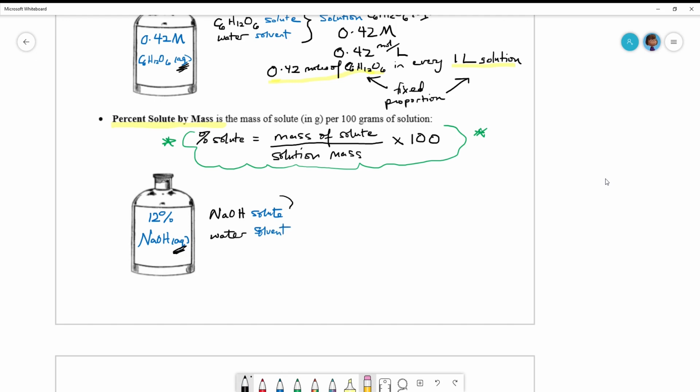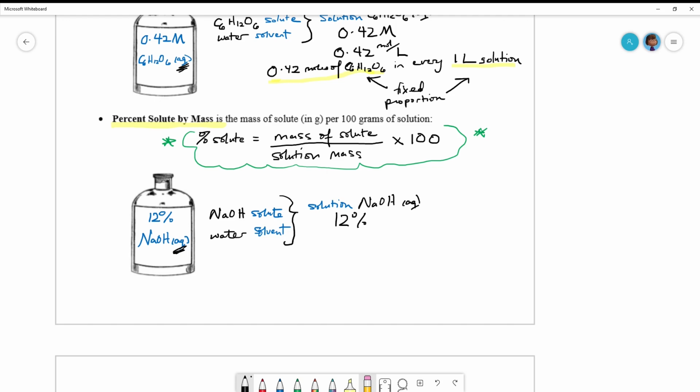And together, they make a solution, which we represent as NaOH (aq). The two are now mixed together in the solution. Okay. Now, that's the what. Now, let's take a look at the quantitative information. And the quantitative information is this 12%. Okay, now what does that 12% tell us?